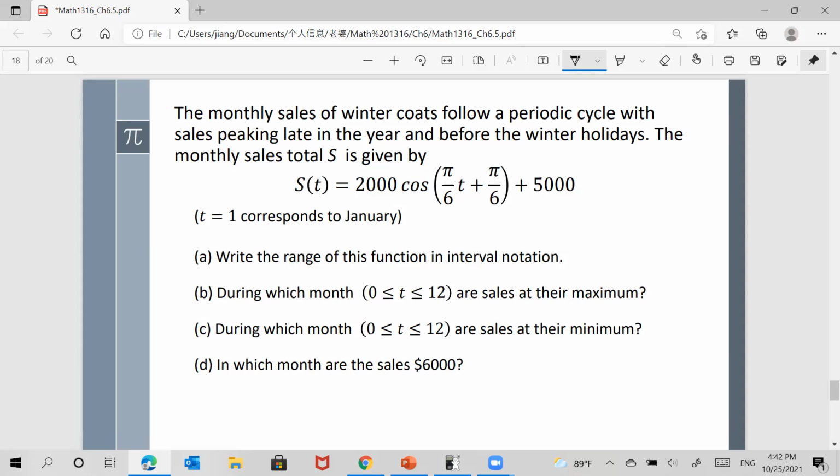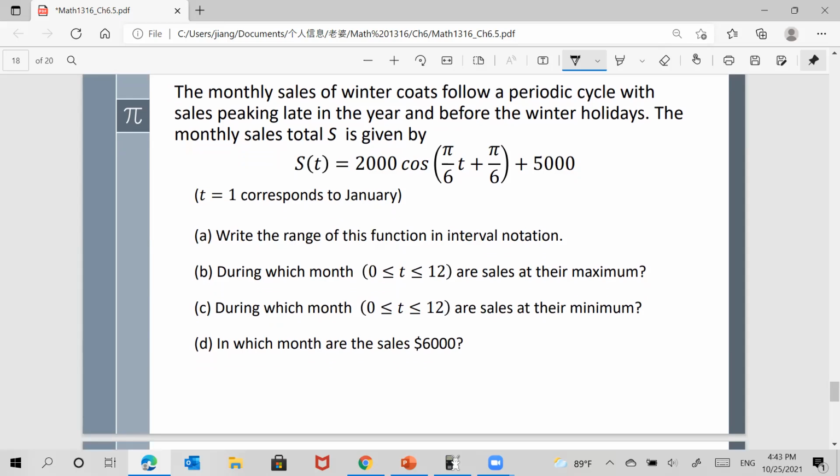Before, we have learned how to graph the cosine function. You can graph the cosine function, find the maximum, minimum, find the range and domain, and solve it. But for this question, we have learned something new. Okay, please pause the video and read the question.